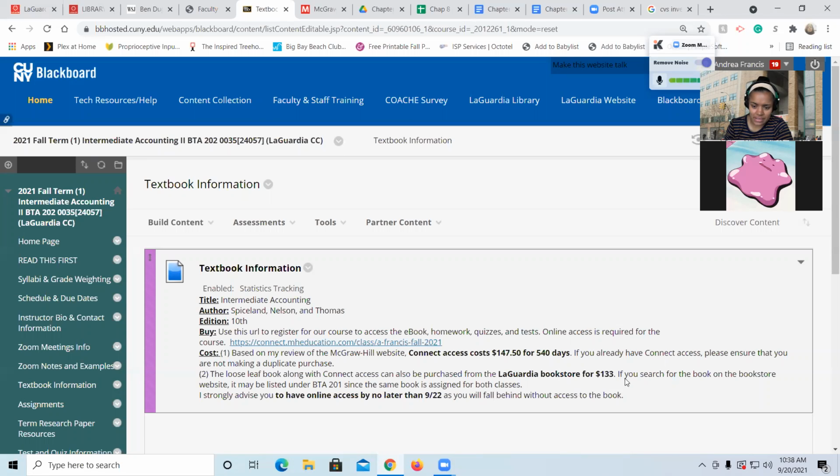This price over here is for the loose leaf textbook along with the Connect access. I'm asking that people try to have access by no later than this Wednesday, September the 22nd. I do understand that there may be constraints, whether financial or otherwise, like maybe you did buy from the bookstore, but you can't get there by Wednesday. Nothing bad is going to happen on Wednesday, if you don't have the access yet.